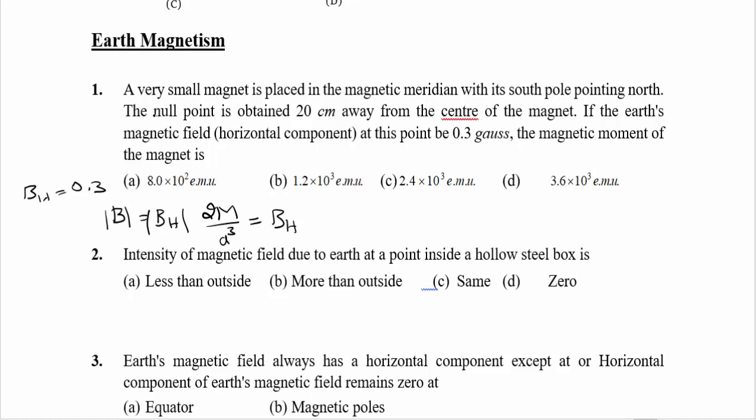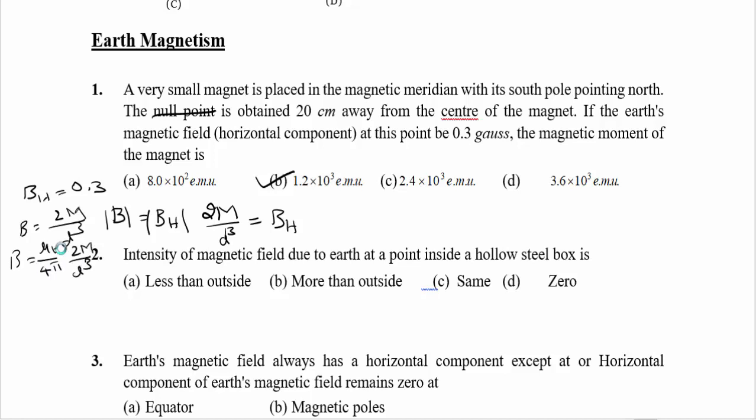Null point means, here the question is given the null point. For obtaining the null point, on this basis the distance d is given, BH is given, and M should be calculated. After doing the calculations you will get the answer as 1.2 into 10 raised to 3 EMU CGS unit. Here the CGS formula for magnetic field is B equal to 2M divided by d cube.